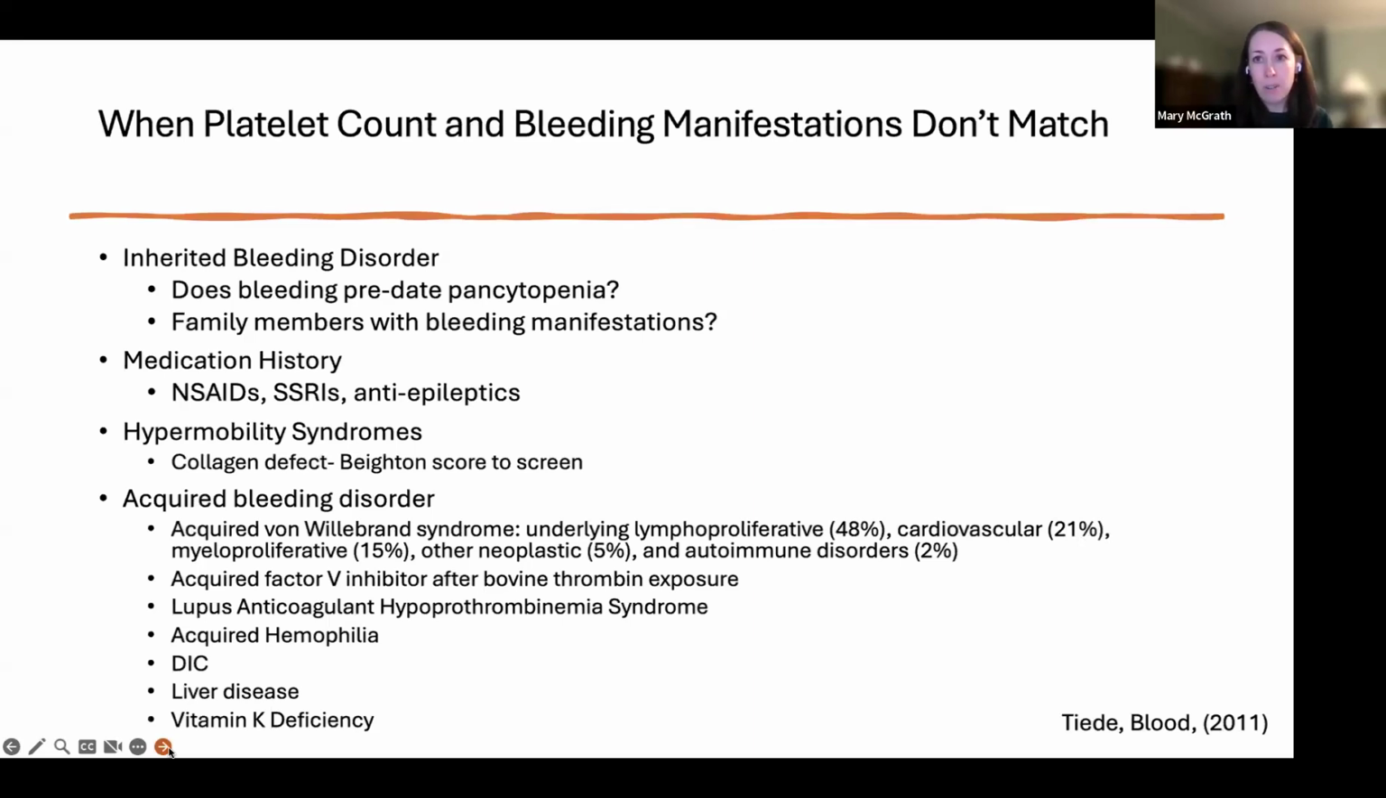Reviewing medications is also important and useful. There's dozens of medications that can impact our platelet function, but I think three common groups that are pretty well documented are NSAIDs, SSRIs, and anti-epileptics. And while I think it's pretty standard for all of us to counsel our patients who have low platelet counts to stay away from NSAIDs, that's not typically standard for kids who are on SSRIs and anti-epileptics.